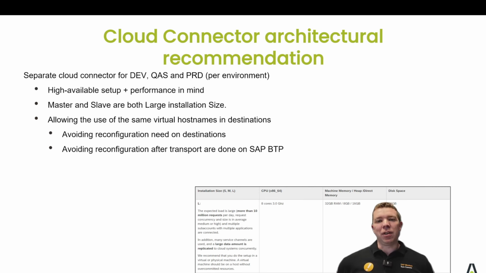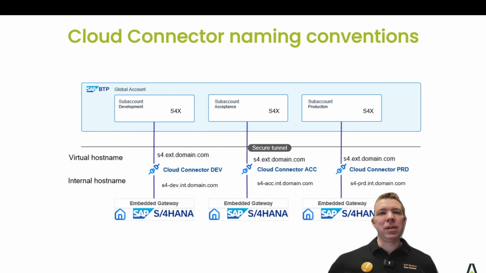In terms of the architectural recommendation, we have come up with this recommendation because of the use of virtual host names in destinations. What it can do for you is avoid that you need to reconfigure destinations, and also avoid that you need to reconfigure objects or configuration that you've done through transports on BTP. So if we look at this visual, you can see in the BTP sub-account that we can reuse every time the same SID for the backend system and also the same virtual host name. And then it will always stay the same within the different sub-accounts.